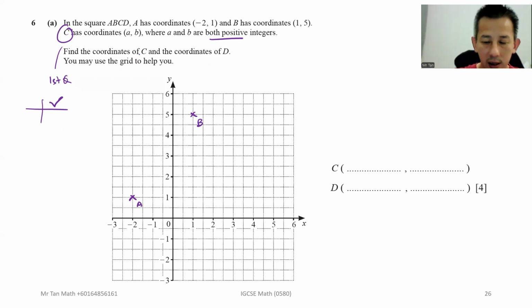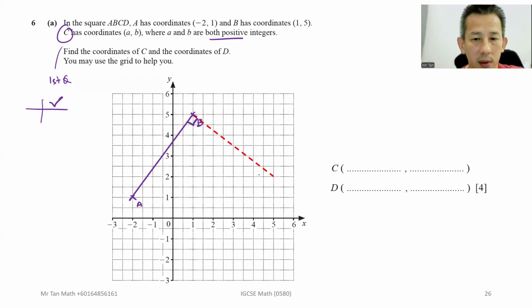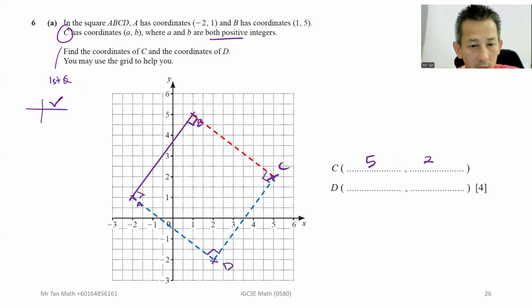So you just draw a line AB, and then we go to C. C should be here, and you just draw 90 degrees. Therefore, this should be C, which is 5, 2. And then you just complete the square. It's a square, so every angle needs to be 90 degrees. Just use your ruler to draw it. And this should be D, which is 2, negative 2.